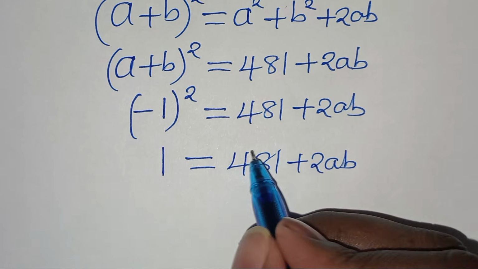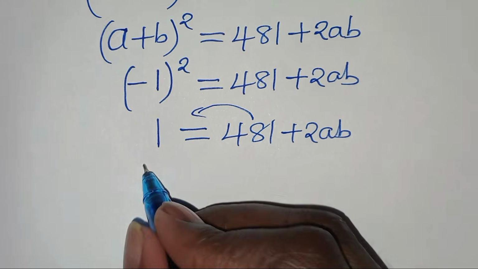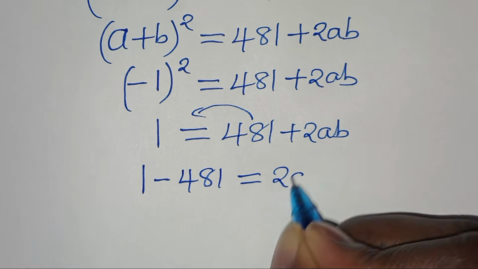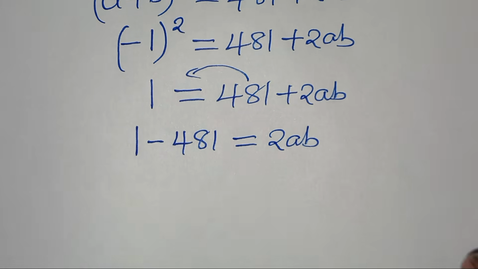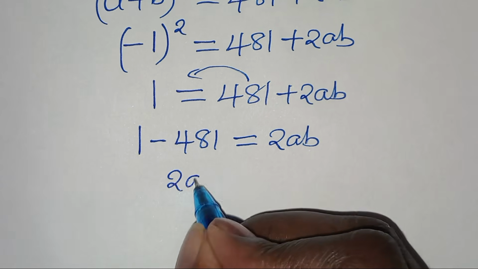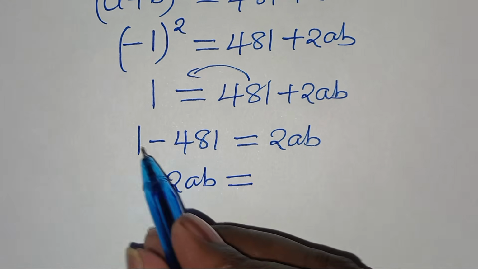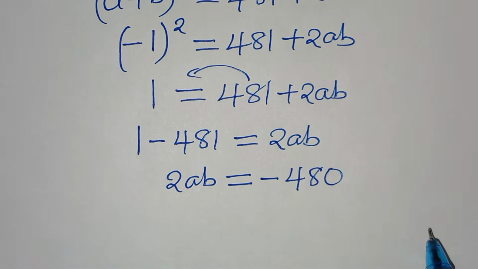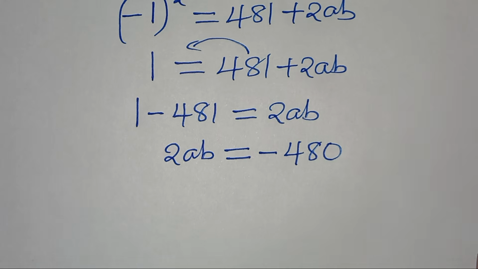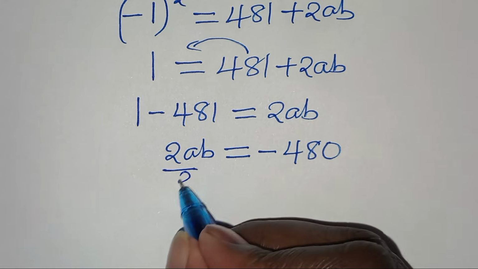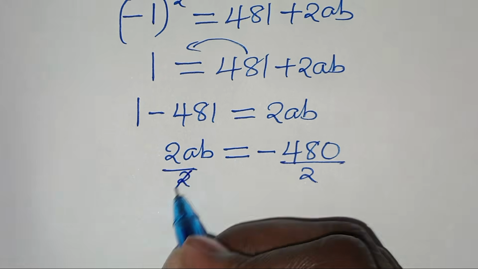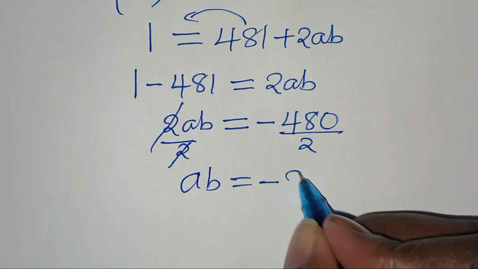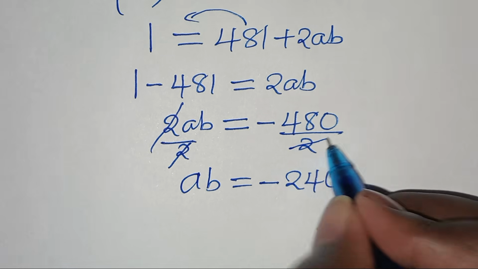So let's take 481 on the left hand side. So we have 1 minus 481 equal to 2ab. So this implies that 2ab is equal to 1 minus 481, which is minus 480. So we can divide both sides by 2. So that now ab is equal to minus 240. So we simplify here.